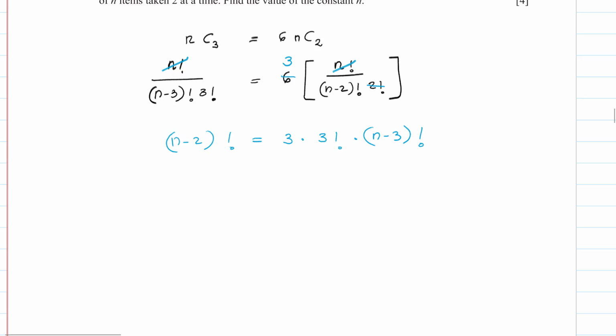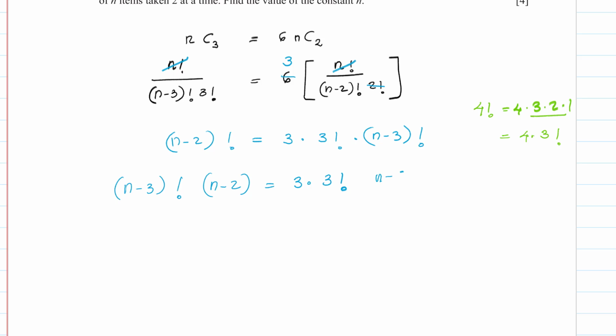What I want you to keep in mind is the following. Say 4 factorial is 4, 3, 2, 1. In a way, this is 3 factorial, isn't that correct? So it is 4 multiplied by 3 factorial. Using the same idea, we can actually deal with this n minus 3 and n minus 2 factorials. So n minus 2 factorial is essentially n minus 3 factorial multiplied by n minus 2. Same as what we have done there with the 4. On the right side, we have 3 into 3 factorial multiplied by n minus 3 factorial, right?